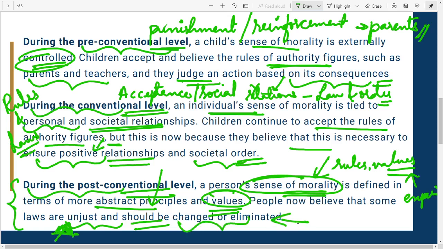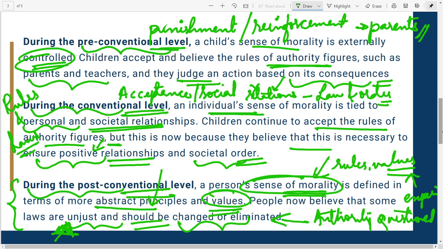तो यहाँ पे आप बस authority नहीं मानेंगे, आप खुद अपना दिमाग यूज़ करके आप authority को question भी करेंगे. Alright, because your morality is your own. So authority is questioned here because you don't think rules and laws are absolute.